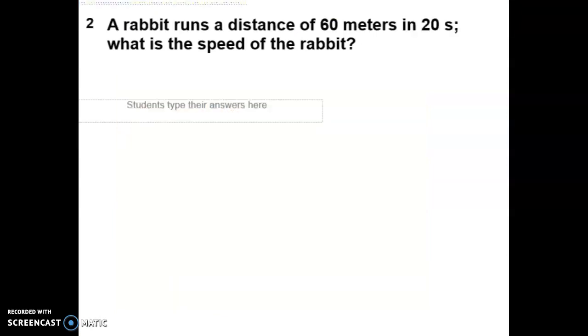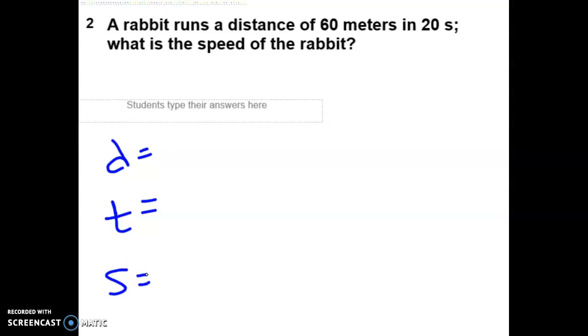Okay, in our first slide with the word problem, a rabbit is going to run a distance of 60 meters in 20 seconds. What's the speed of the rabbit? The recommended way to do the problems is to identify all the variables. So you're going to write D, T, and S for each word problem.